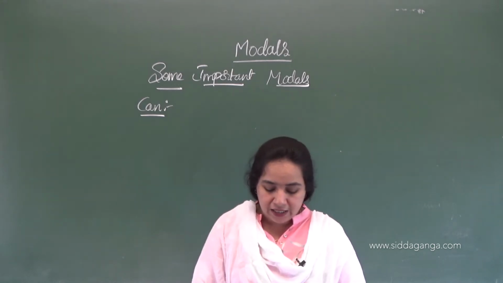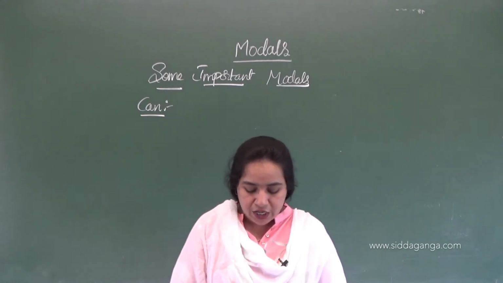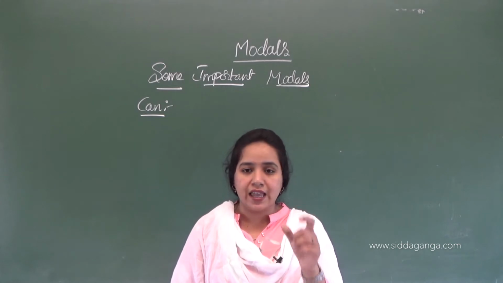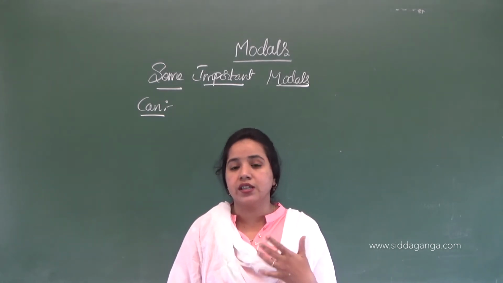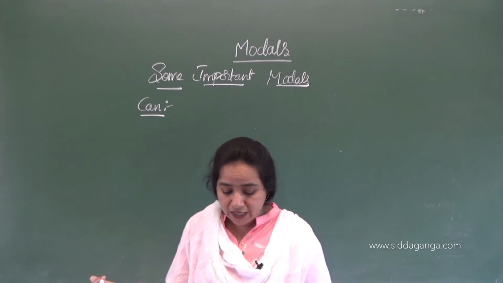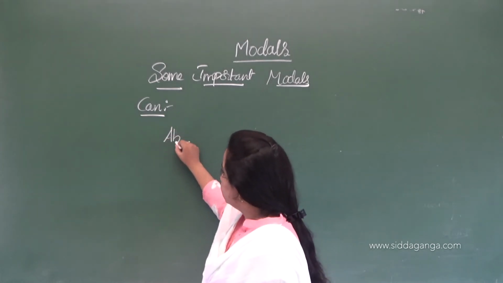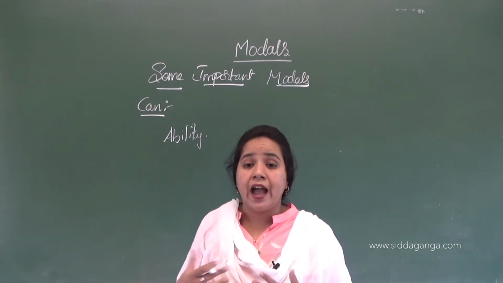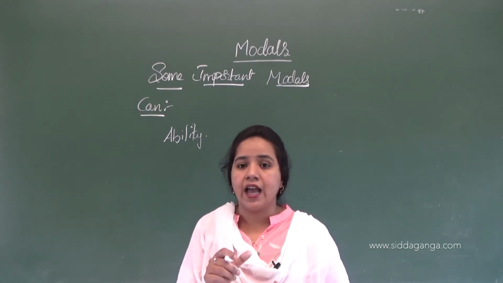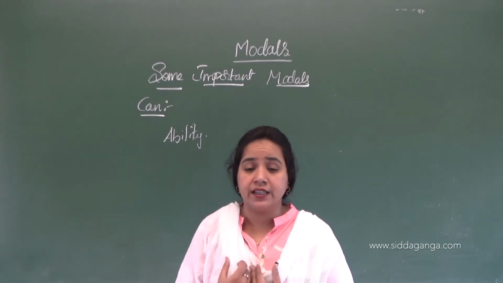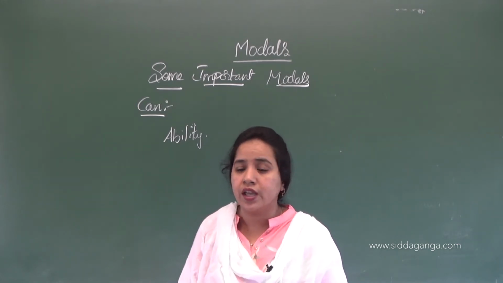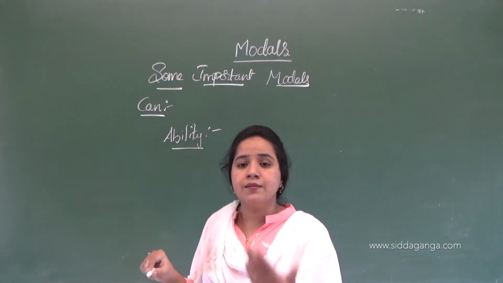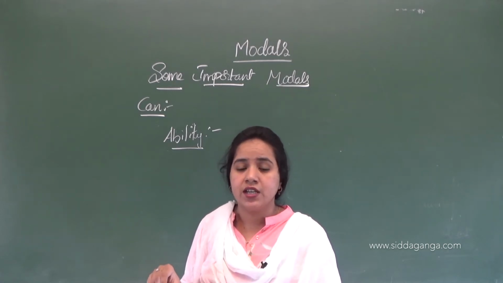The modal can is used to express ability or opportunity, to request or offer permission. This modal is used in these cases, in these situations. Can shows ability, one's ability. I can read a book. It tells my ability, that I have that ability to read. If I use can in this sense, it means that I have the ability to read a book.